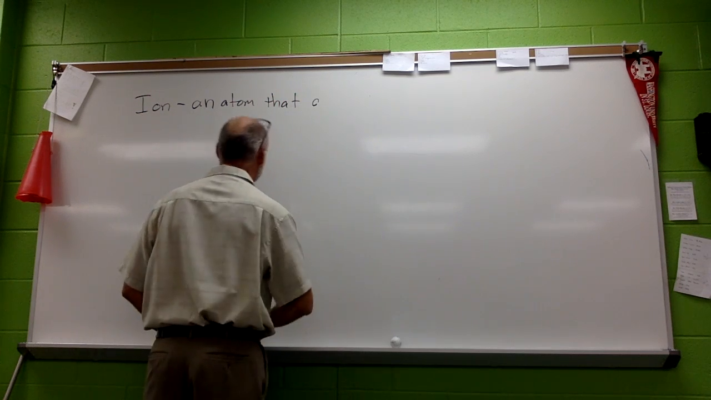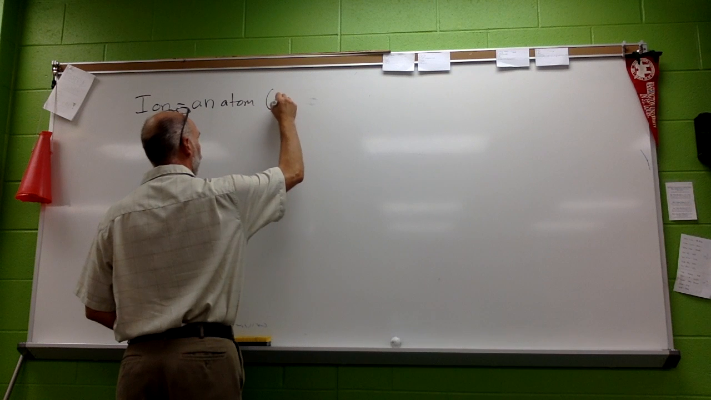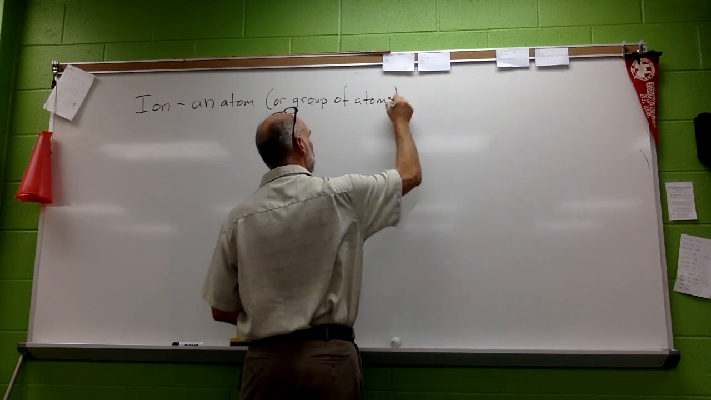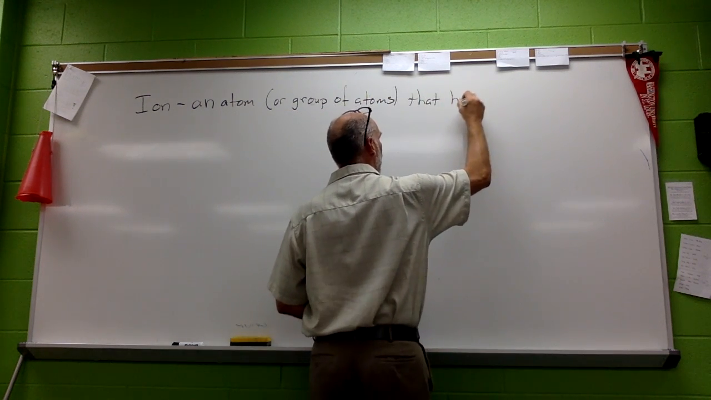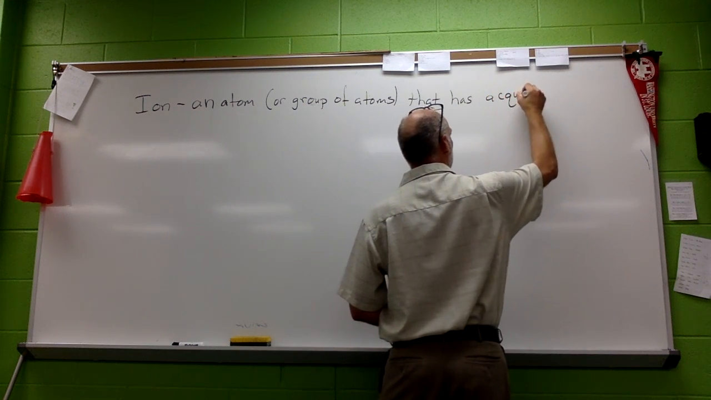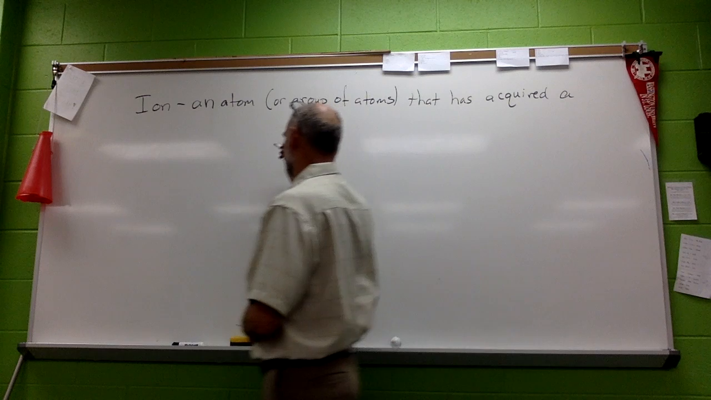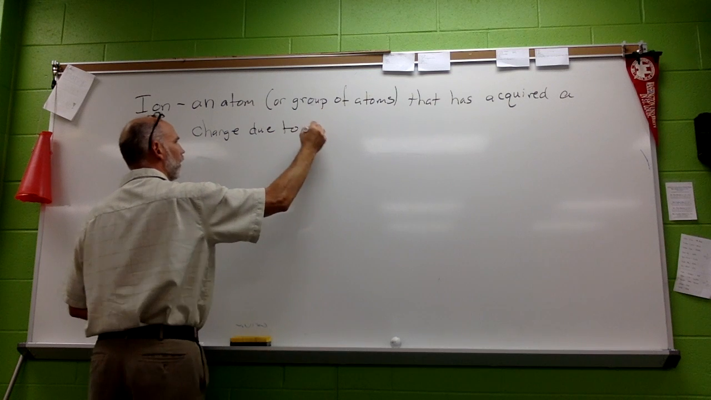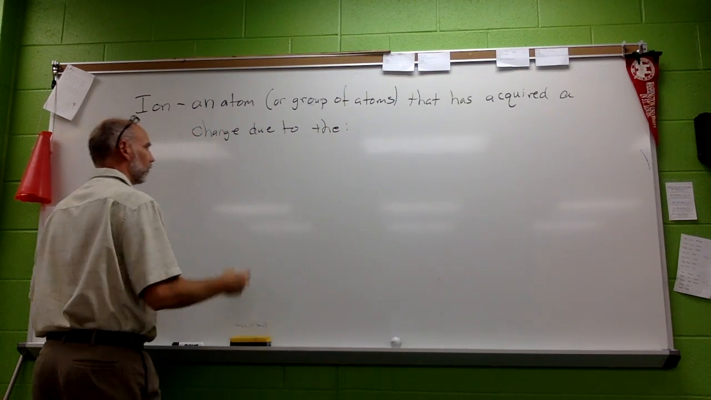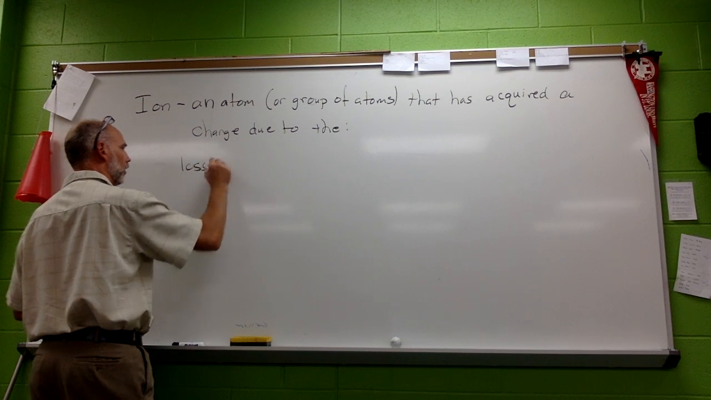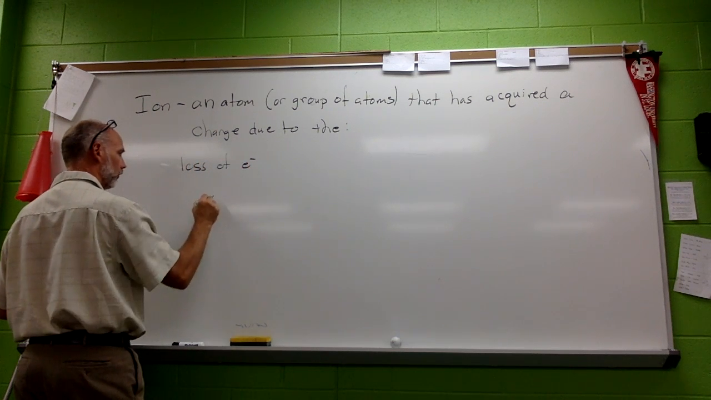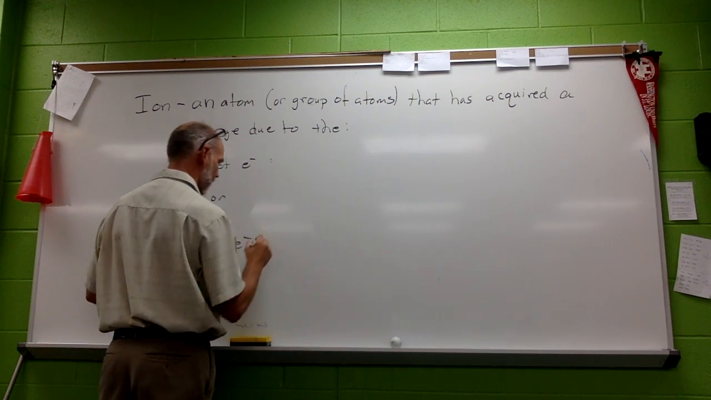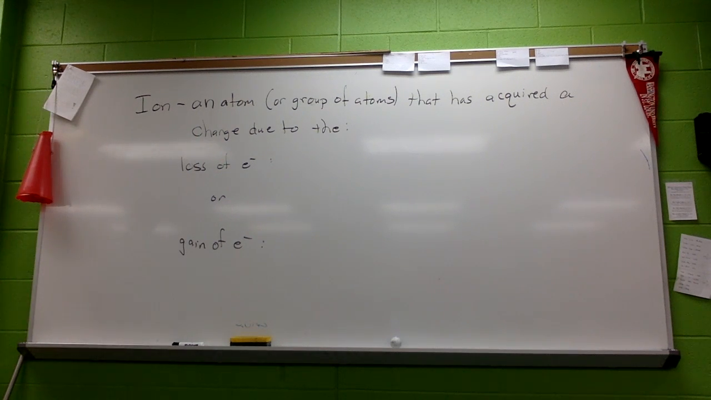So an ion is an atom or group of atoms that has acquired a charge due to the loss of electrons or gain of electrons. And I split that up on purpose.